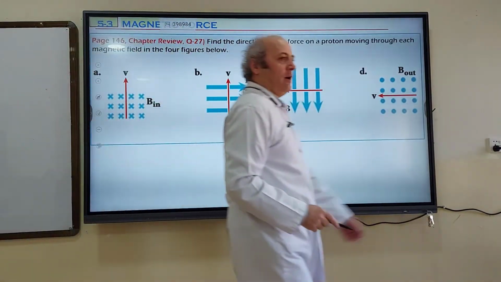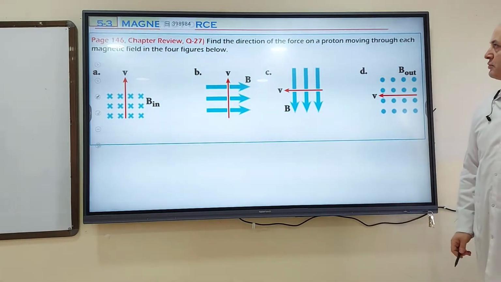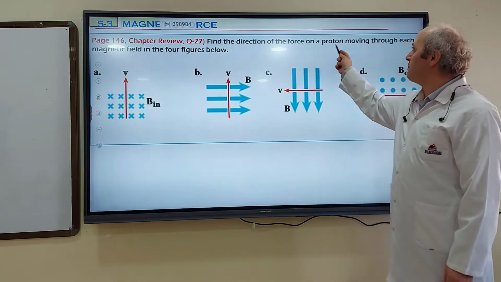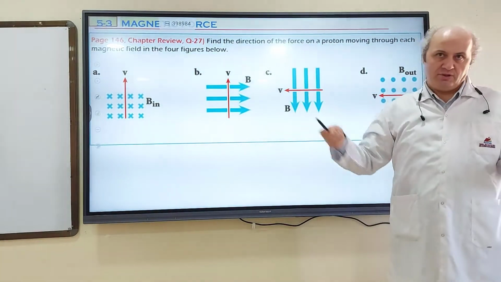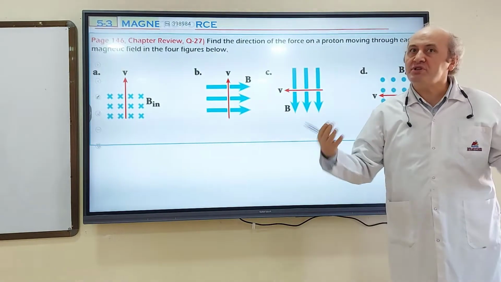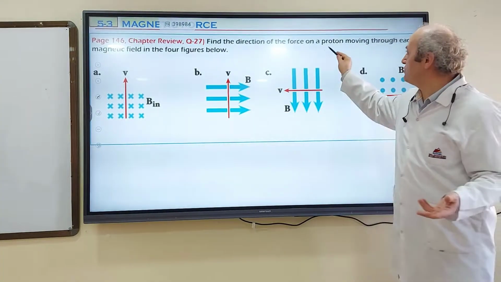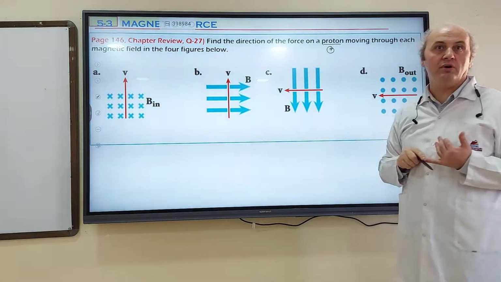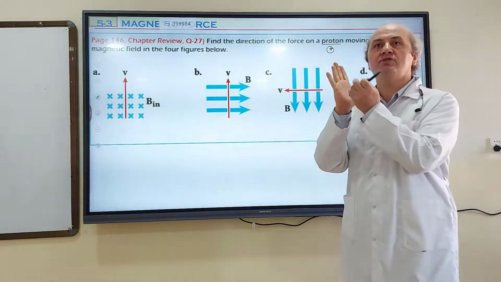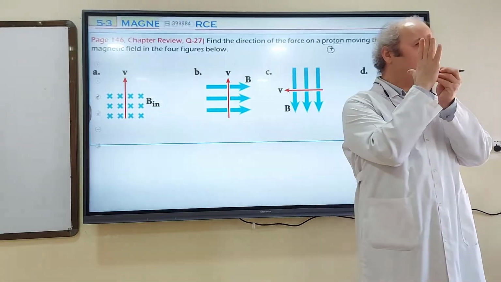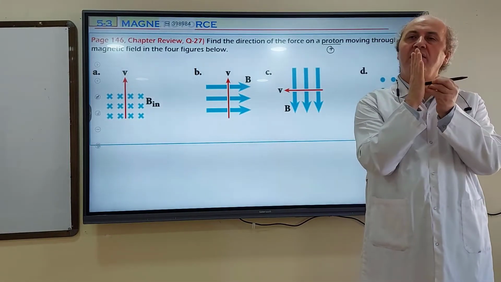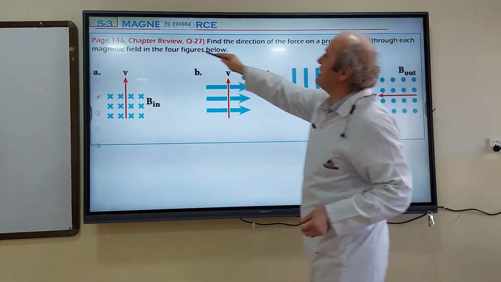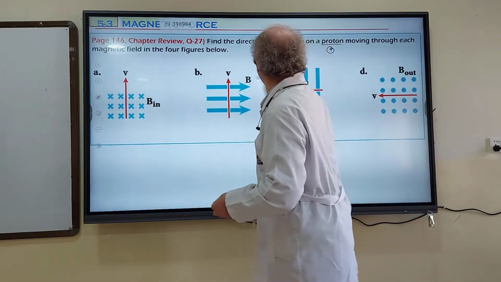Okay, this is one of the chapter questions, question number 27. Find the direction of the magnetic force on a proton. It's a positive charge. So you should check first: is it positive or negative? So a proton is a positively charged particle. So you are going to use the palm for the magnetic force. The palm will show you the direction of the magnetic force acting on a proton moving through each magnetic field in the 4 figures below, A, B, C, D.